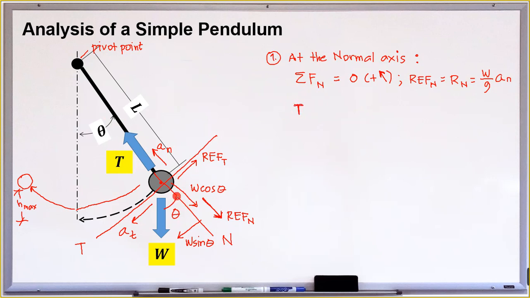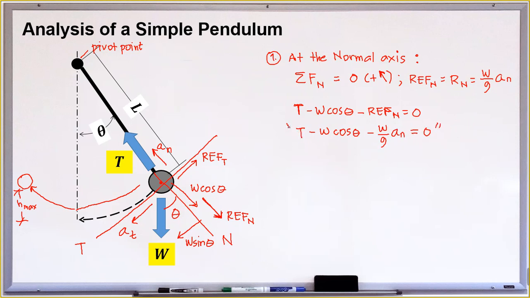What else? So we have the normal component of the weight. So that is minus, kay paubos man siya. So minus weight cosine of theta. And what else? So the reverse effective normal force. So minus the reverse effective normal force, REF, and that is equal to 0. So substituting the value for REFN, so we have tension minus weight cosine of theta minus W over G times the normal acceleration is equal to 0.